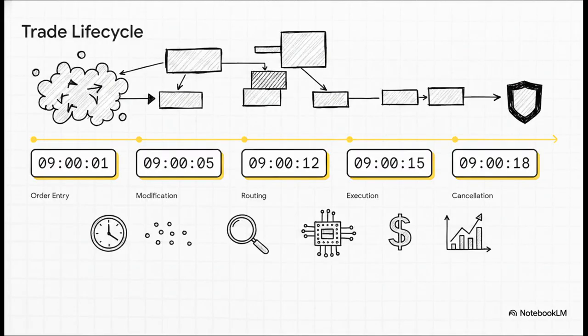Picture this. At exactly 9:01 a.m., boom, we see the order entry. Just 4 minutes later, at 9:05 a.m., a modification occurs. By 9:12 a.m., we track the routing. At 9:15 a.m., the execution hits, and finally, at 9:18 a.m., the cancellation of the remaining balance. This is exactly how firms physically reconstruct the precise sequence of events, literally second by second, to see what really went down. Suddenly, the data is no longer abstract, right? It forms a clear, unshakable narrative.